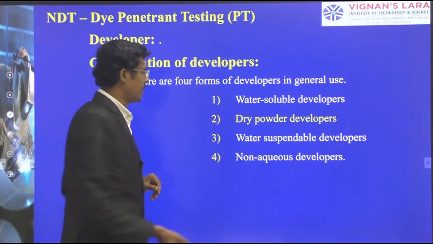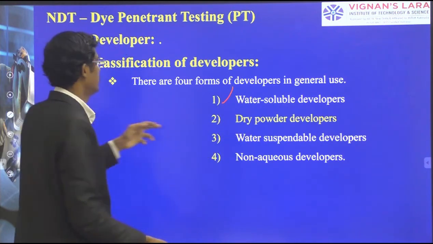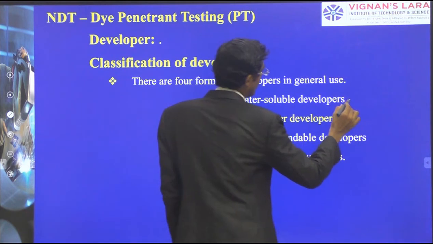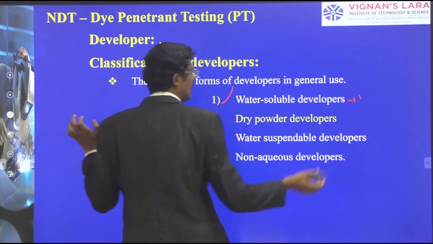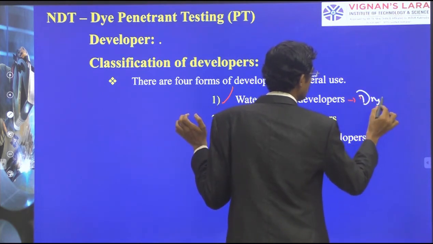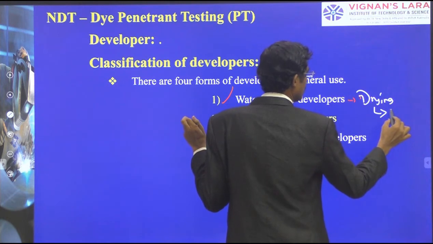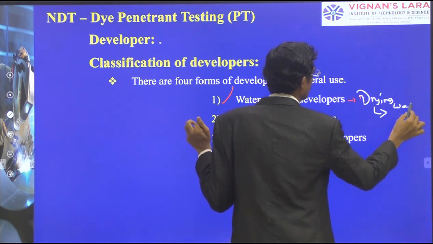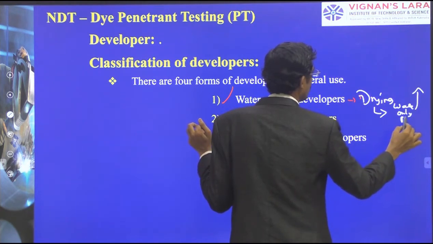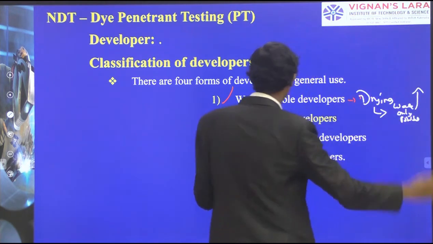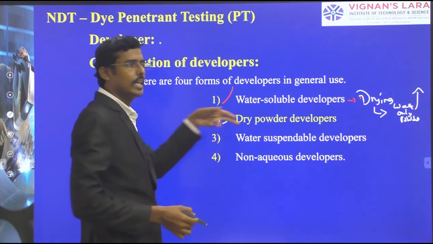Water soluble developer we have completed. Now we are going to see about the dry powder. What happens after drying? After drying, the water went out, only powder remains. But here, this dry powder is applied directly.